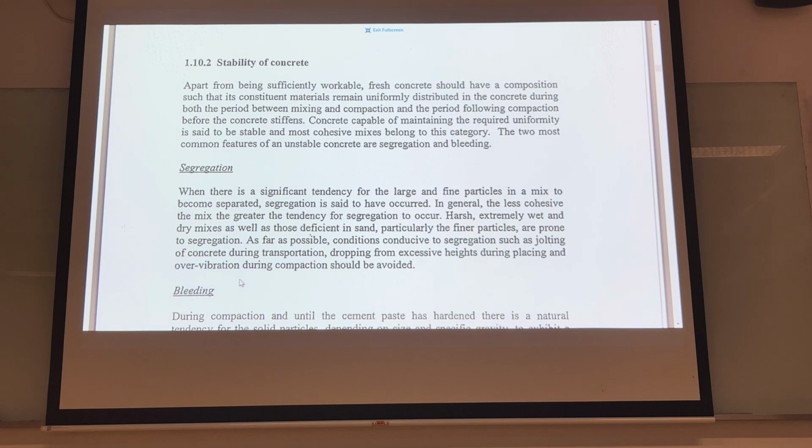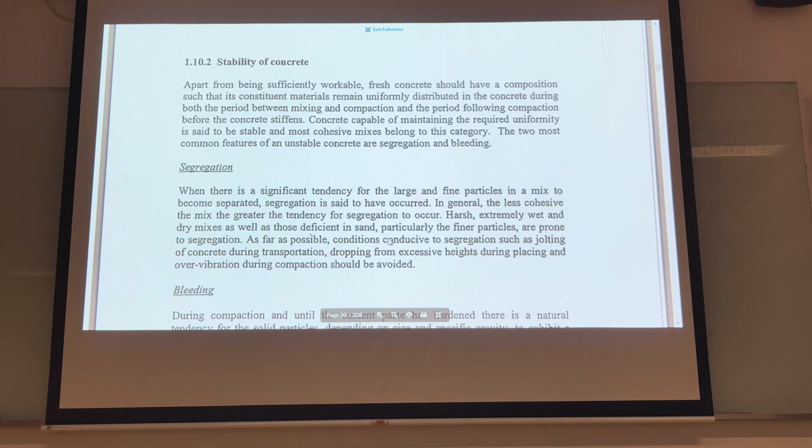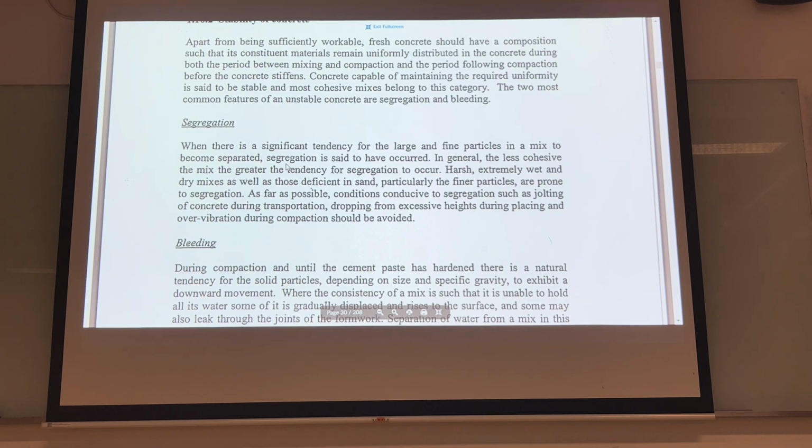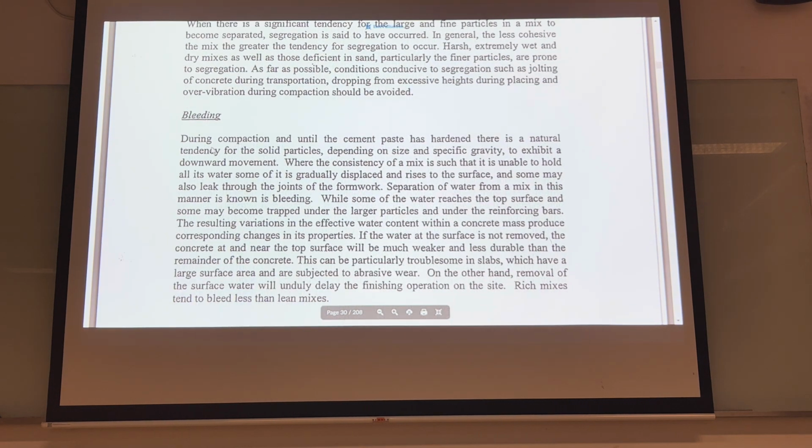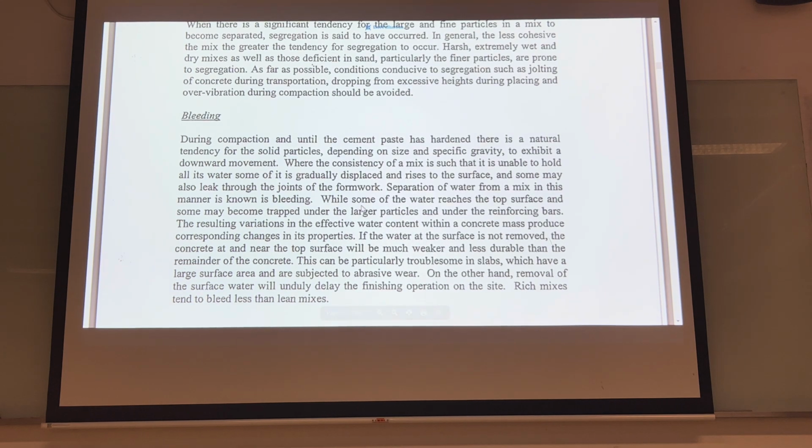Segregation means what? The concrete gets separated, right? The big heavy aggregate will get separated from the sand, separated from the water, right? So these are the segregation. So you must know what is segregation, and then the other one is bleeding. Okay? So you must know why bleeding can happen, and what's so important about bleeding. So how to solve the bleeding problem. Everything is inside here also. Okay?